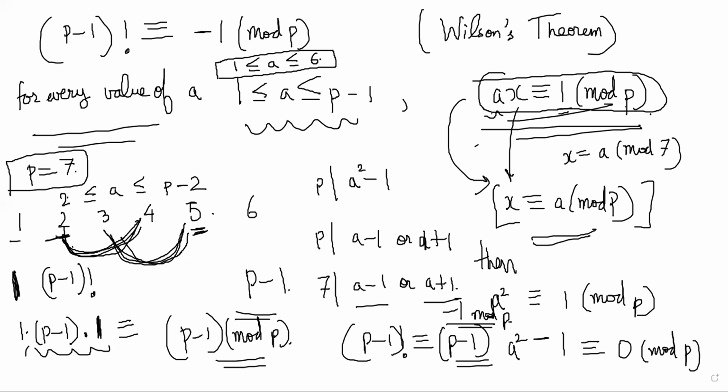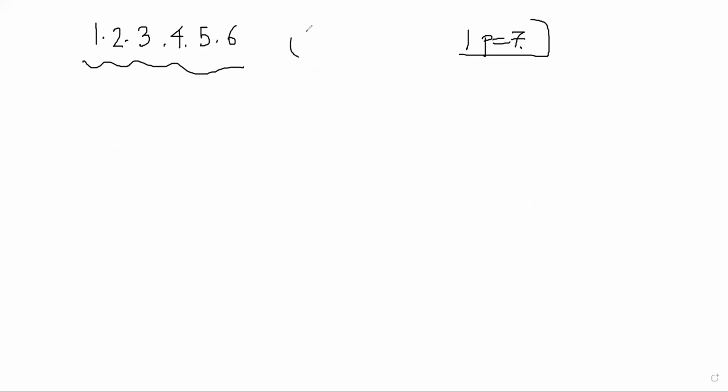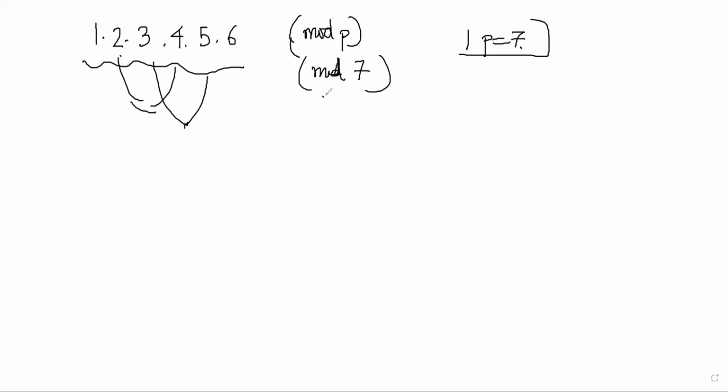So basically, p minus 1 factorial, when it is a prime number, 1, 2, 3, 4, 5, 6, if p was 7. This is the product that we are looking at, mod 7. So what we have just discovered is that there are groups of terms here which are 1 mod 7. There are 2 into 4 is 8, which is the same as 1 mod 7. And 3 into 5 is 15, which is equal to 1 mod 7.